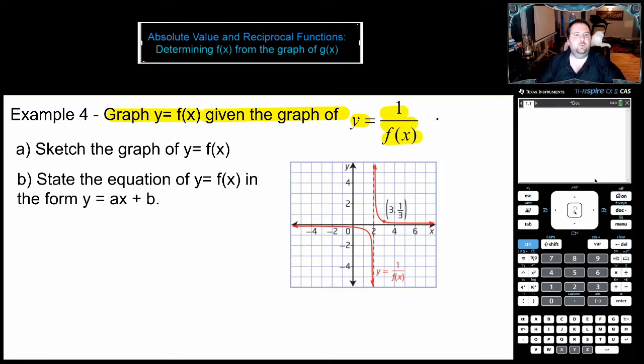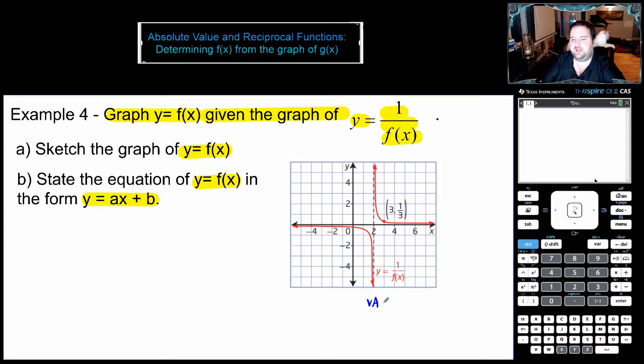So here's what we're given in this problem. We're asked to graph f of x, and we're also asked to state the equation of f of x in the form y equals mx plus b. And so let's look at what we know here. We're given this graph. And what is this graph? What pieces of information do we have?